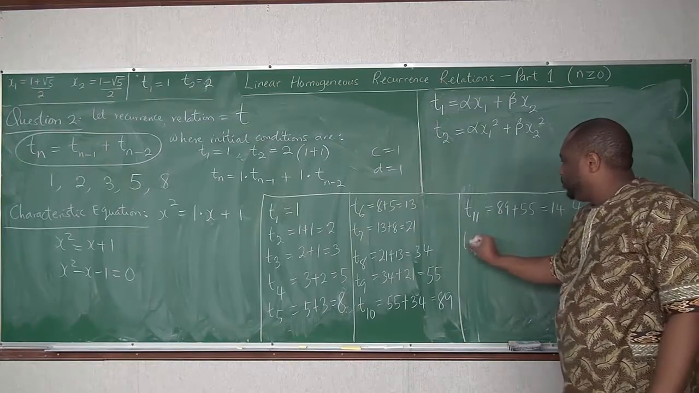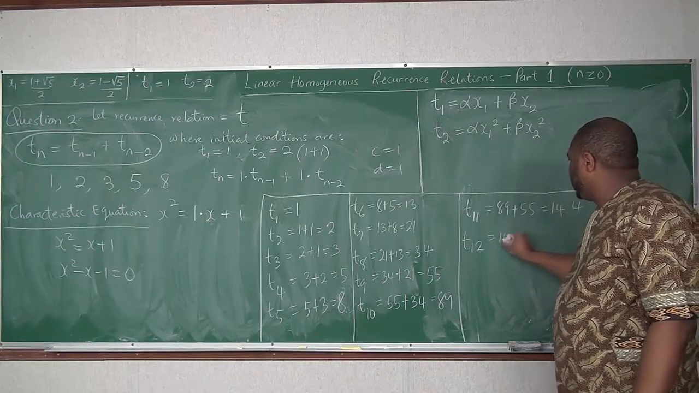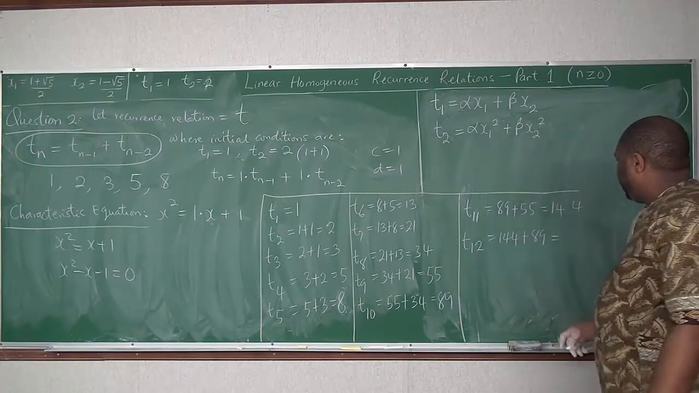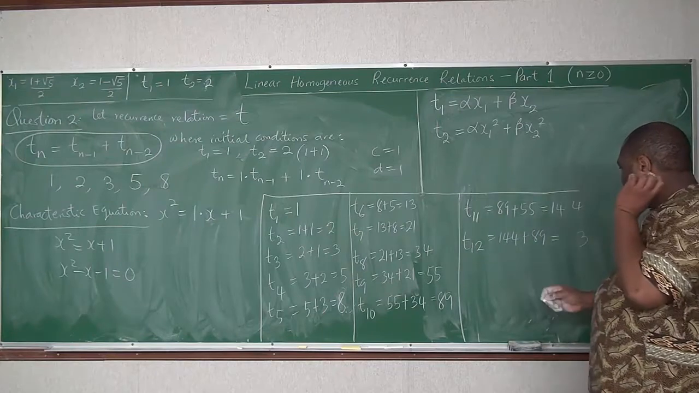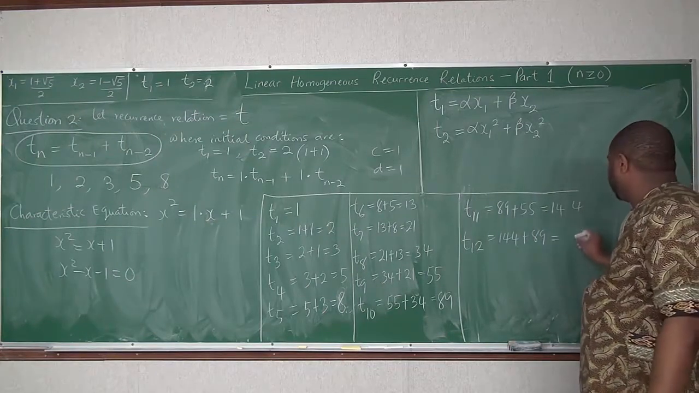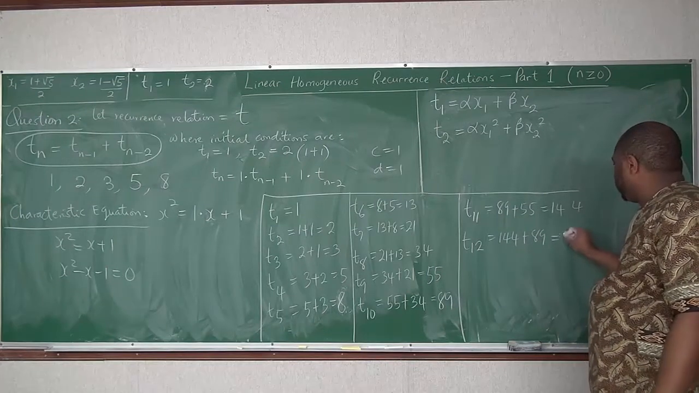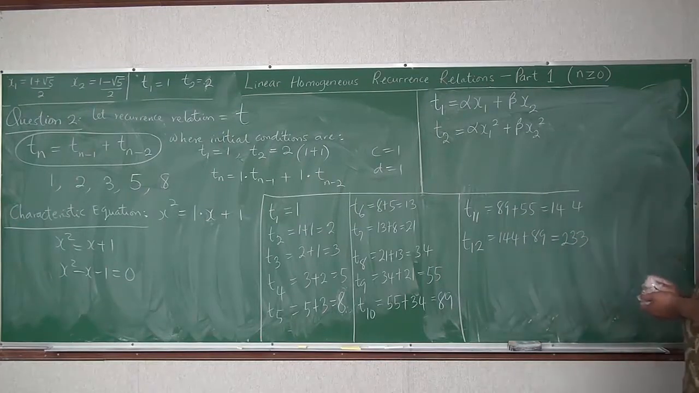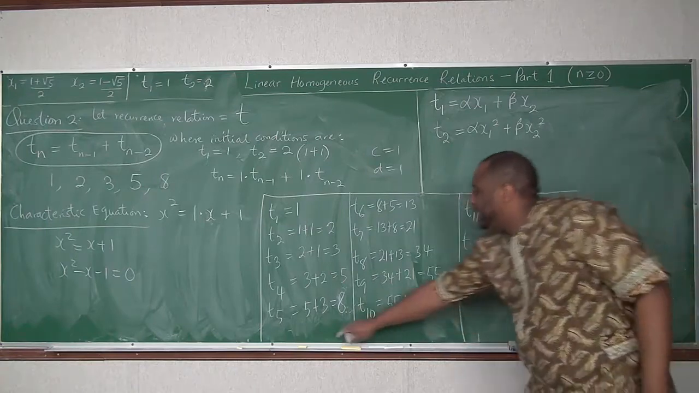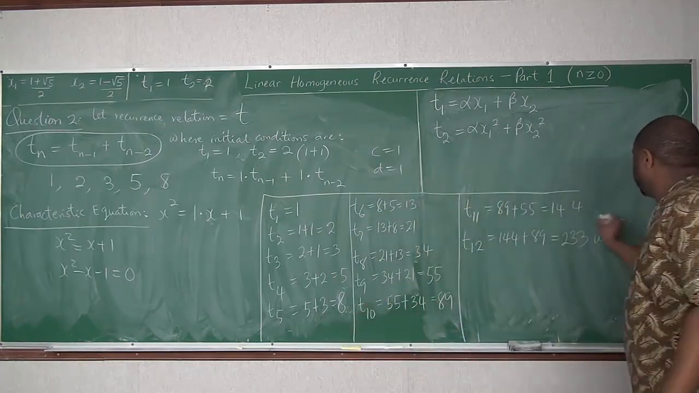T12, 12 steps, is 144 plus 89, which is 233. So 233 ways. This is the answer here, 233 ways.